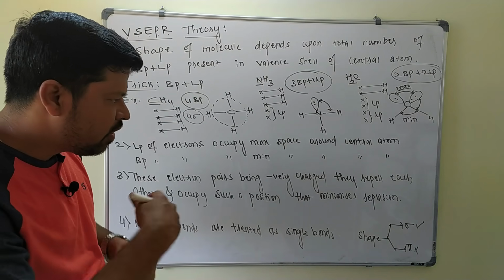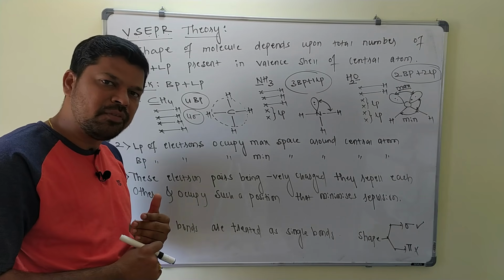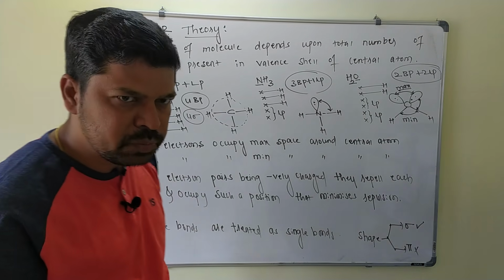These are the important points you have to keep in mind according to VSEPR theory. Then we will discuss the difference between the geometry of a molecule and the shape of the molecule.